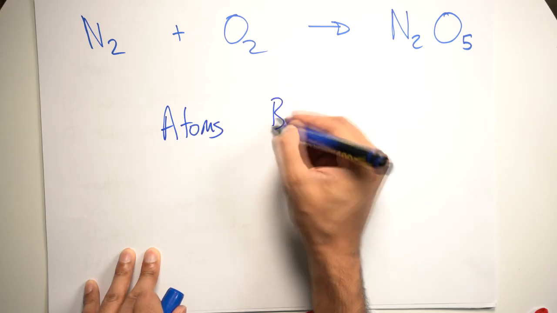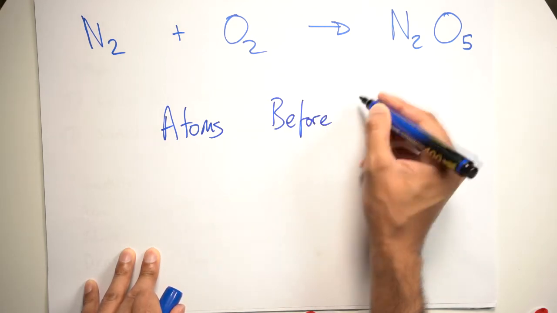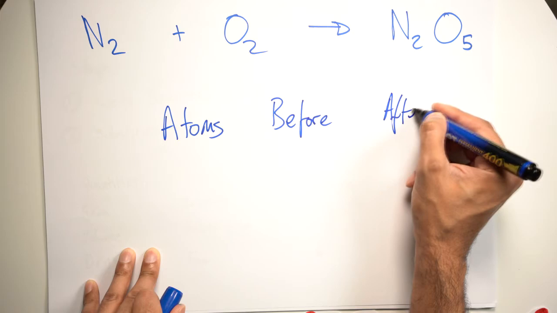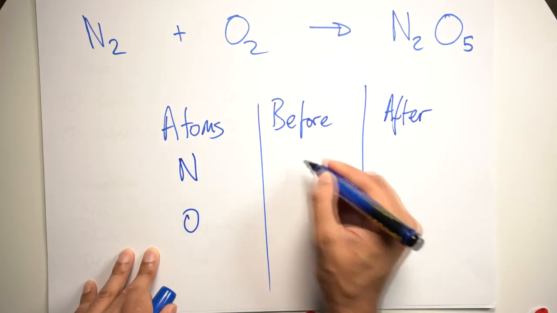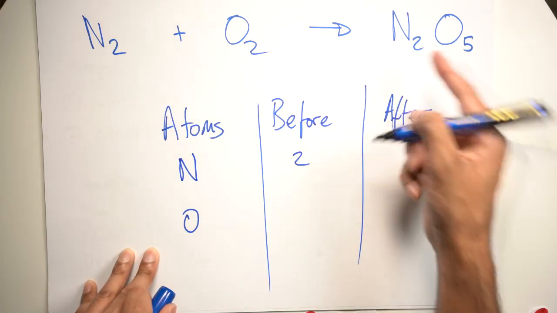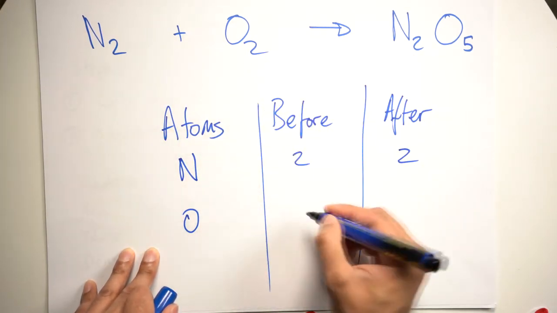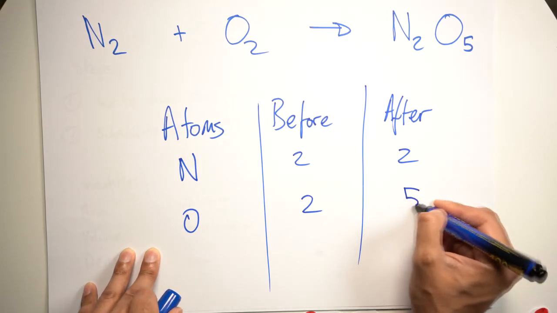So let's just write out our table. So atoms before and after. We've got nitrogen, we've got oxygen. 2 nitrogens before, 2 after. 2 oxygens before, 5 after.